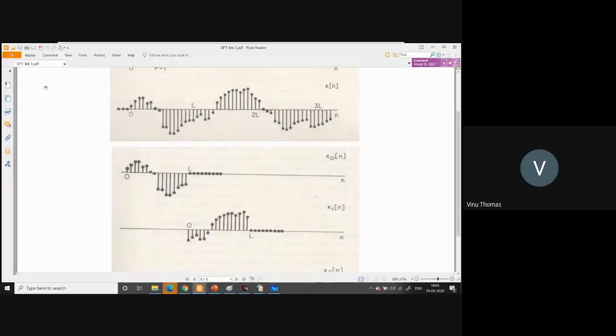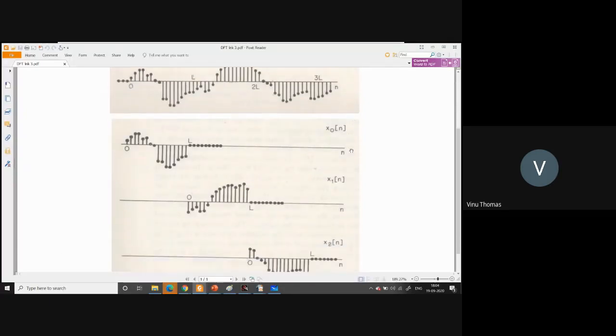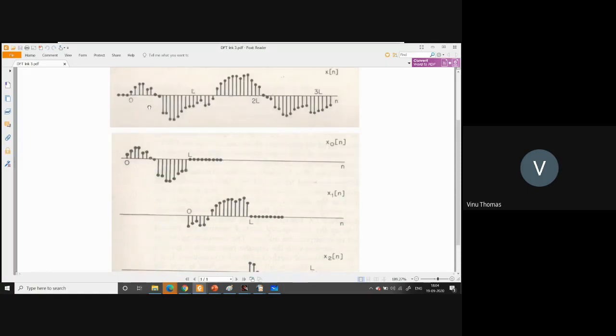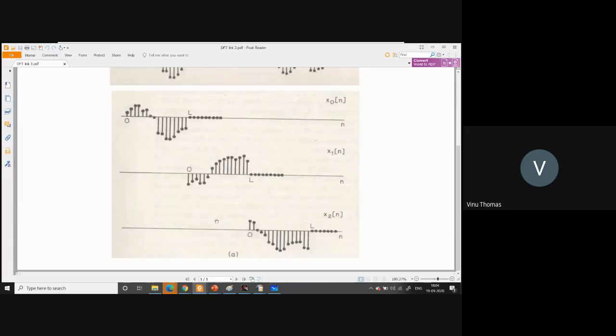I would appreciate feedback. If you find any difficulty in appreciating the fact that each segment has to start from 0, you can ask now. There is a reason why this has to start from index 0. The second segment is shifted left by L samples to make it start from index 0. The third segment is shifted by 2L samples to make the index start from 0.